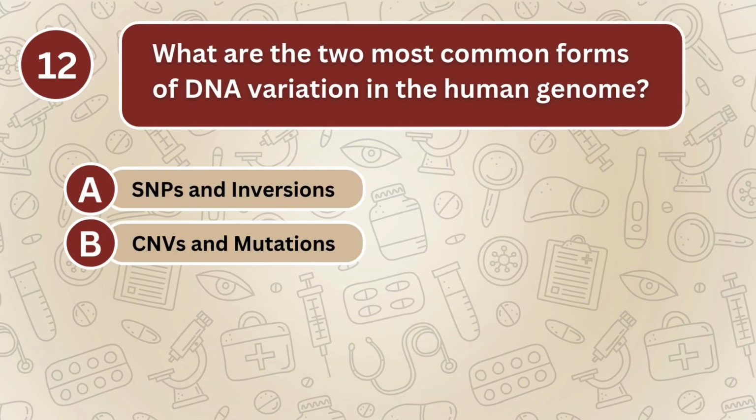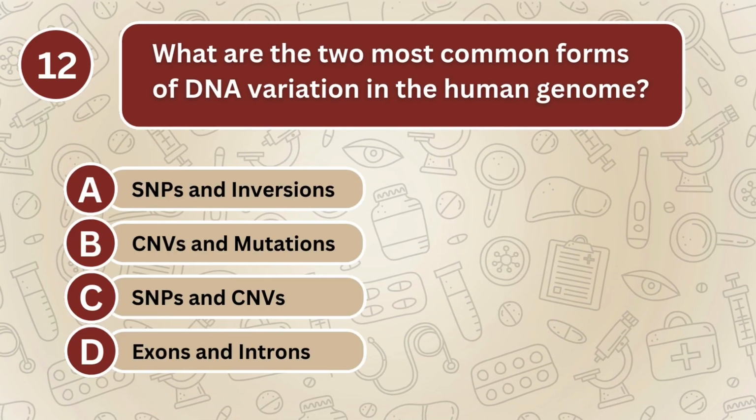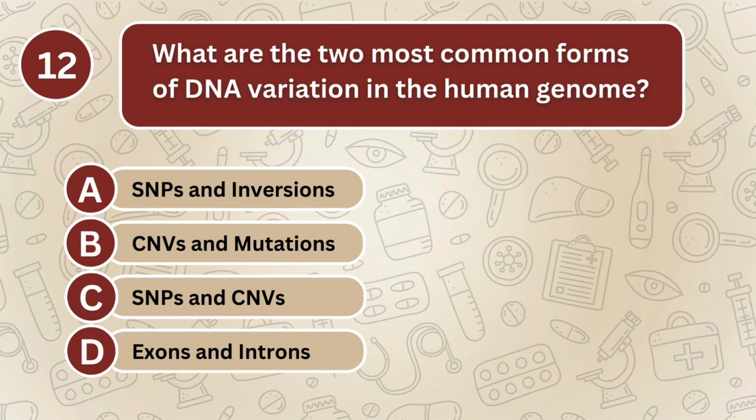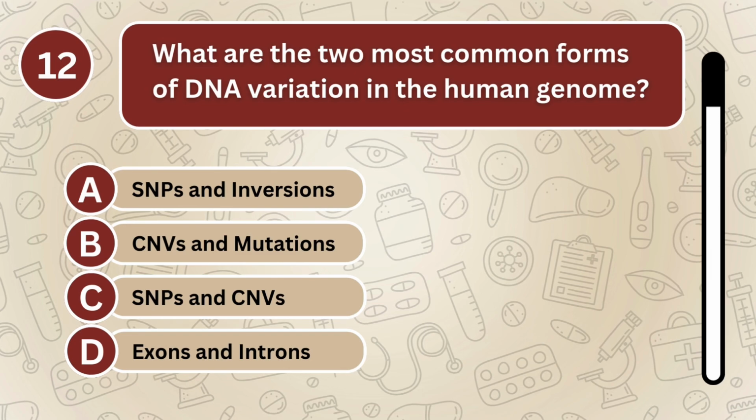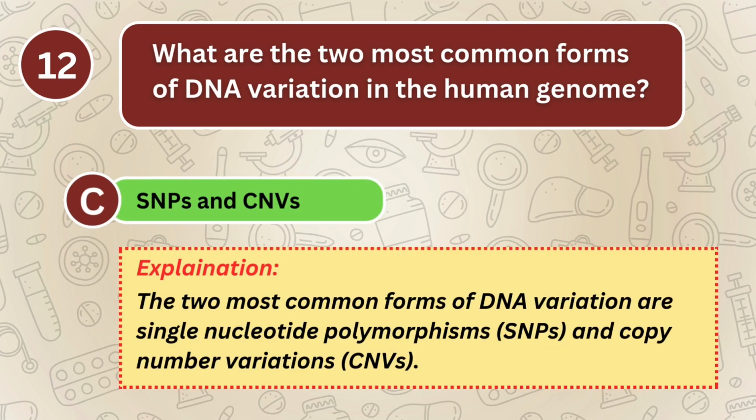What are the two most common forms of DNA variation in the human genome? SNPs and inversion, CNVs and mutations, SNPs and CNVs, exons and introns. C. SNPs and CNVs.